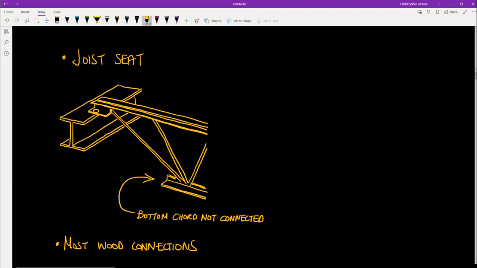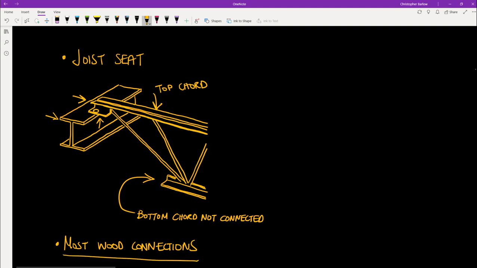Similarly, with a joist seat, we will pass our vertical force from our joist into this supporting beam, as well as any horizontal or axial force in the top chord of this joist. And so we will have a reaction here and a reaction like this. Note that the bottom chord is not connected to the supporting beam. Also note that most wood connections are pinned connections. It is very difficult to achieve a fixed connection with wood.